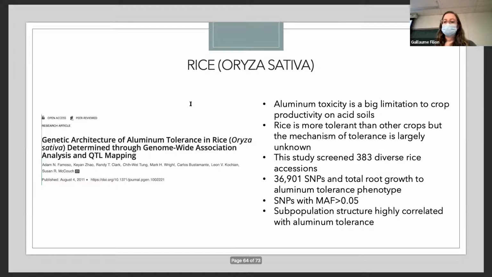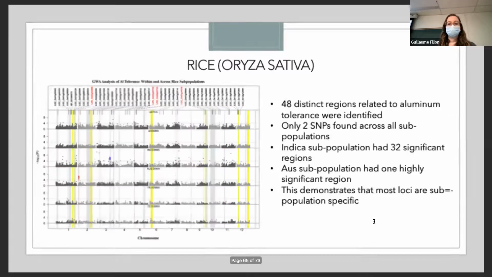So they looked at 383 diverse rice accessions. They took 36,000 SNPs and looked at the total root growth relative to the aluminum tolerance. They took, again, common SNPs, so the minor allele frequency, also referred to as MAF, greater than 0.05, which is 5% of the population. And then again, they corrected for subpopulation structure, which they actually found was highly correlated with this aluminum tolerance. So they looked into the different subpopulations a little bit closer.